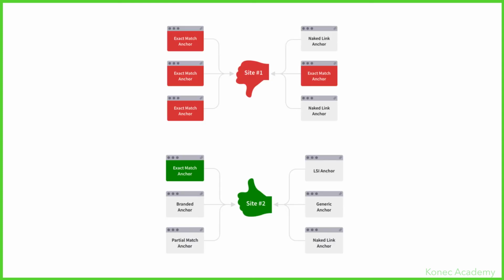This is sort of an image that explains what I just said. Basically, the top one is what you do not want to do. So as you can see, they built 6 links, and 4 of those 6 links, so more than 50%, are exact match anchors. So that's what you don't want to do. On the other hand, on the bottom, the green one, they built again 6 links, and only one of them is an exact match anchor. As you can see, you also have branded, you also have generic, you also have naked link anchors. Okay, so there's a mix.